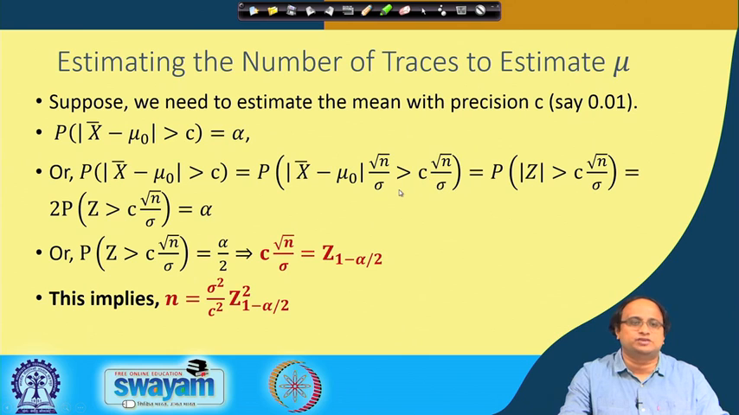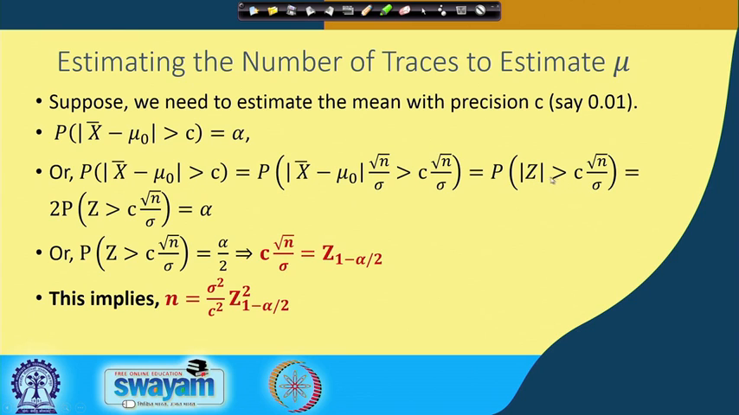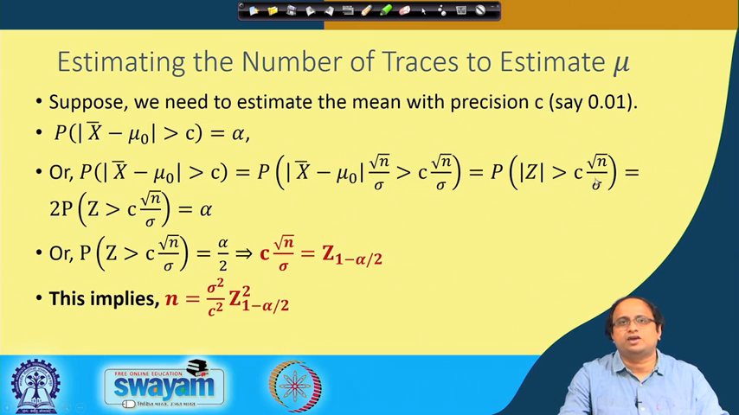So, you can multiply them without changing the sign, and this is nothing but the absolute value of z, which is your z statistic. Now, the absolute value of z is greater than C square root of n by sigma. And this means that if we just remove this absolute sign, then this probability is nothing but 2 into the probability of z greater than or equal to C square root of n by sigma, and that is equal to alpha. So, this is an important thing to understand.